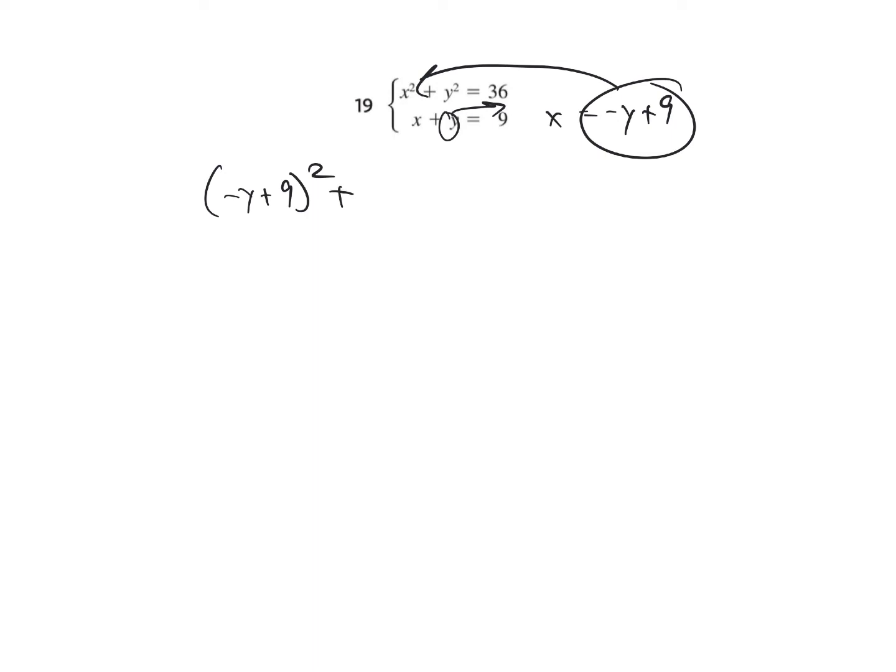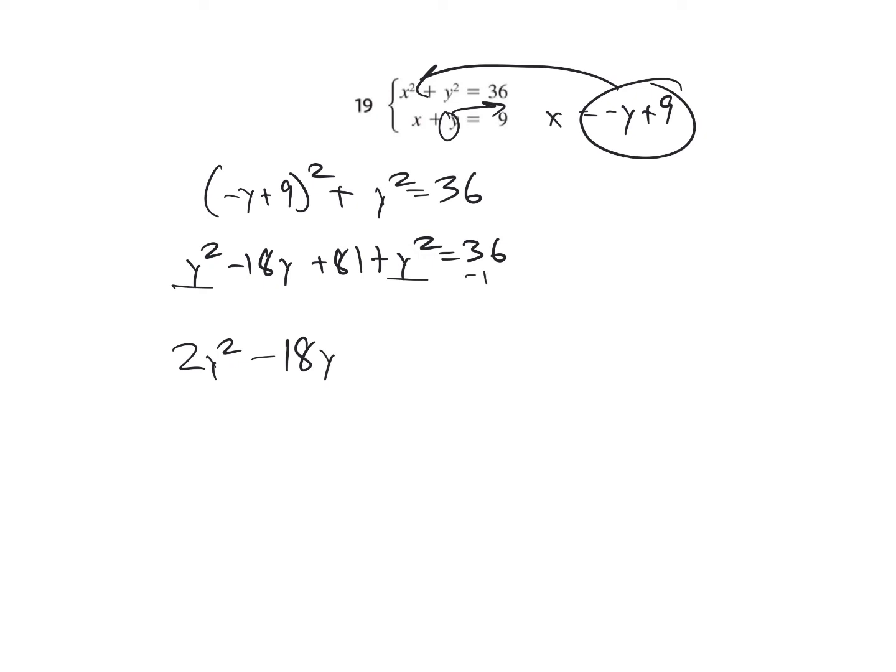Okay, number 19. Again, I'm just going to solve for x. You could have solved for y if you wanted to. So now we're going to square that. Negative y plus 9 squared plus y squared equals 36. And these are going to start getting ugly. That's y squared minus 18y plus 81 plus y squared equals 36. So that's 2y squared minus 18y. Subtract 36 here. That's 45. And just to help you out, that doesn't factor.